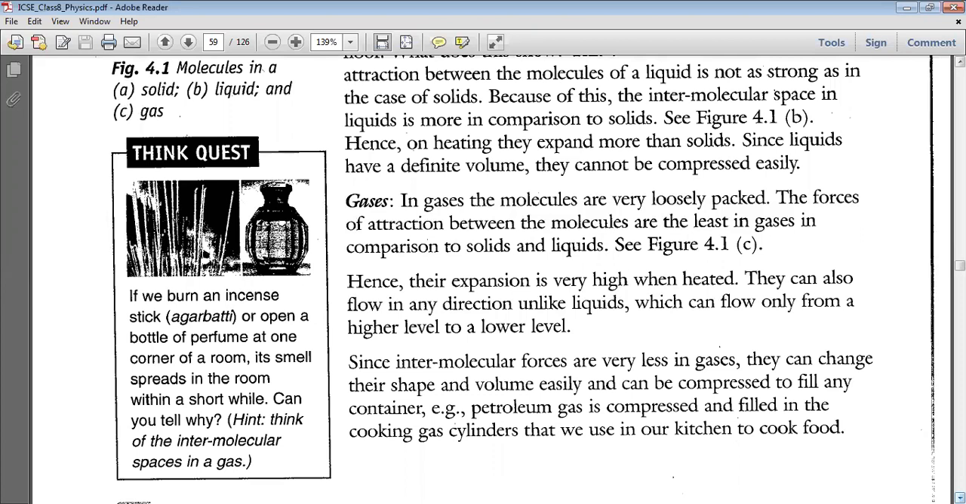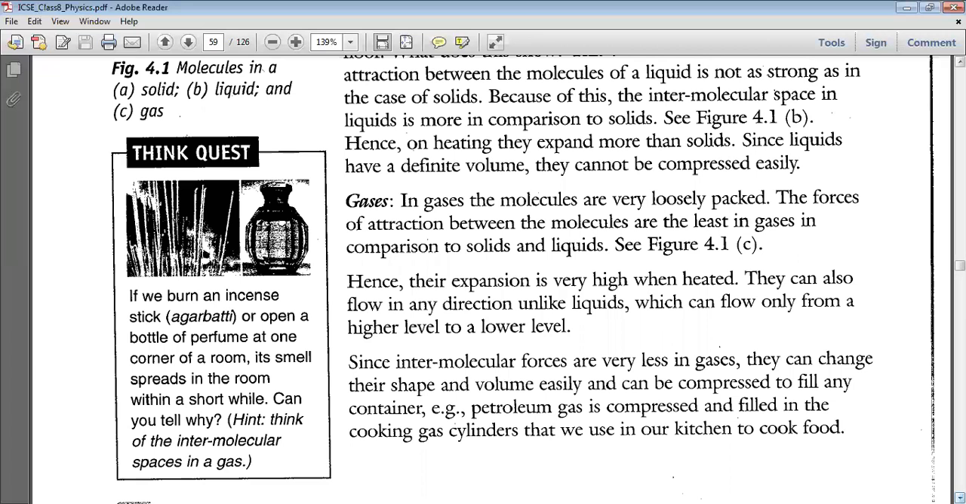Now coming back to gases. Okay. Compress means you cannot confine it within a fixed volume that you want. You cannot do that because liquids have got a definite volume. So you cannot compress a liquid. Basically, it cannot be held under pressure. You cannot pressurize the liquid and put it inside a container.